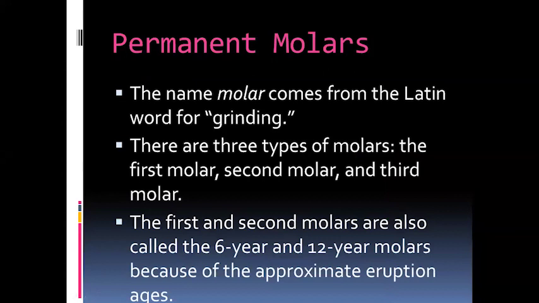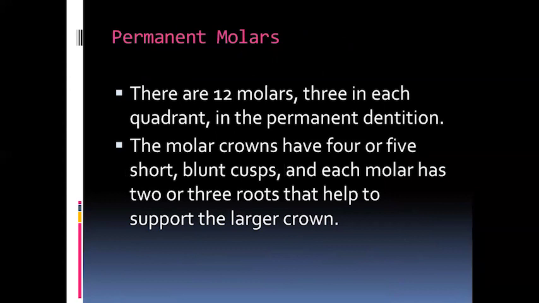The name molars comes from the Latin word molli. There are three types of molars: the first molar, second molar, and third molar. The first and second molars are also called the 6-year and 12-year molars because of their approximate eruption ages. There are 12 molars in each quadrant.